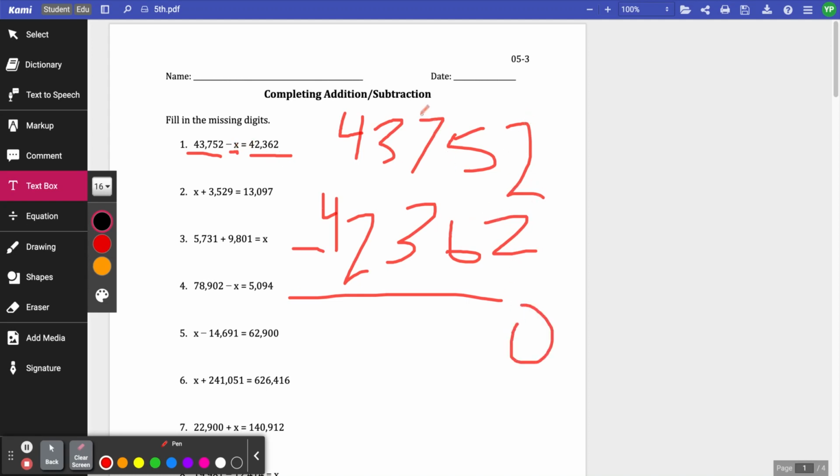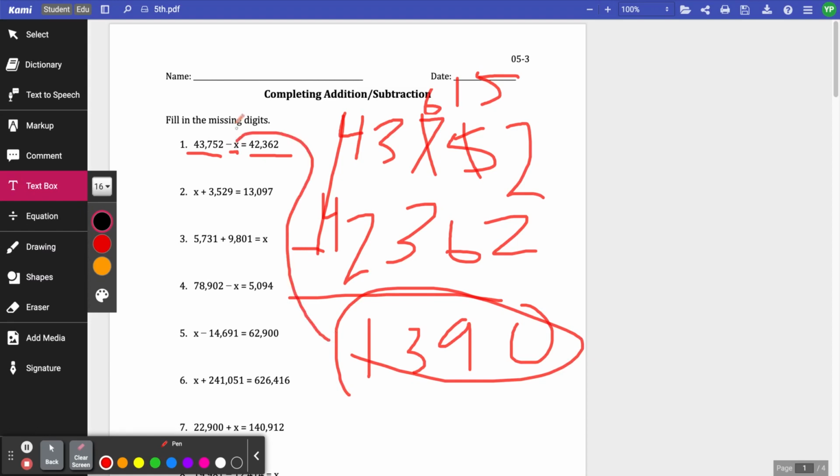5 minus 6, you can't do that, so you borrow from your neighbor. So 7 becomes 6. The 5 becomes 15. 15 minus 6 equals 9. 6 minus 3 equals 3. And 3 minus 2 equals 1. And 4 minus 4 equals 0. So we get x equal to 1,390. If you plug 1,390 into this x right here, we get 43,752 minus 1,390 equals 42,362.